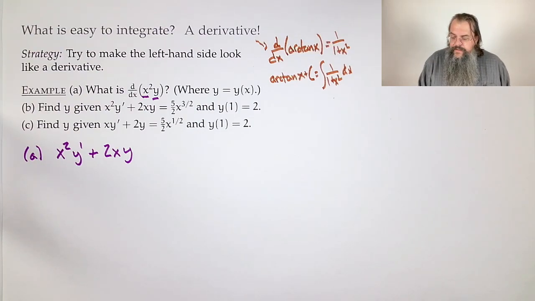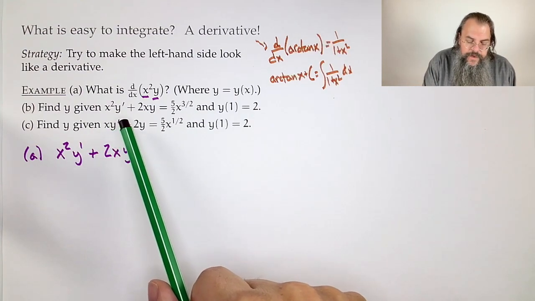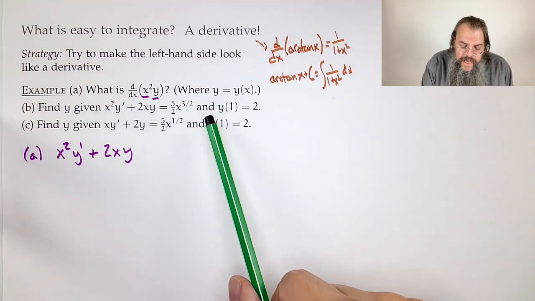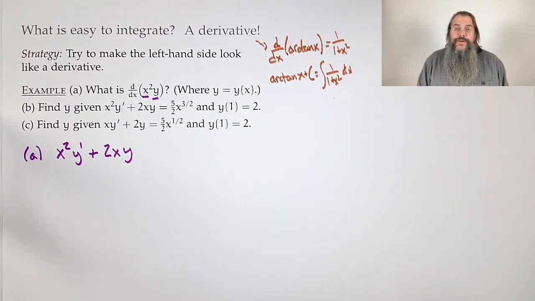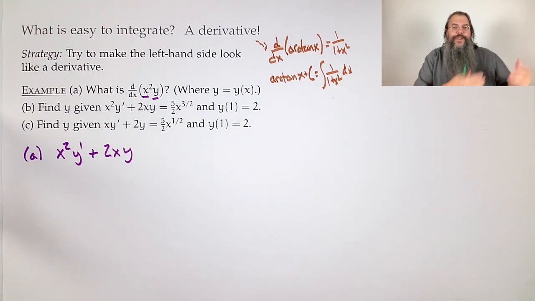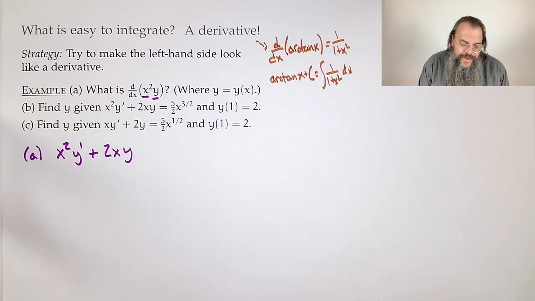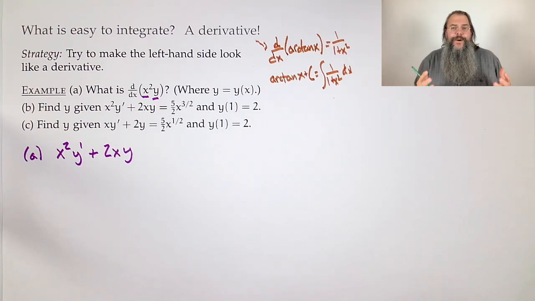Now, part B. So what does part B ask? It says, find y given that x squared y prime plus 2xy equals 5 halves x to the 3 halves, and y of 1 equals 2. Now, at this point, you're probably like, wow, Steve's really throwing us into the deep end. Come on, Steve, slow down. We haven't even talked about how to solve these kinds of problems. Now you're saying solve it. How can we expect to do that?